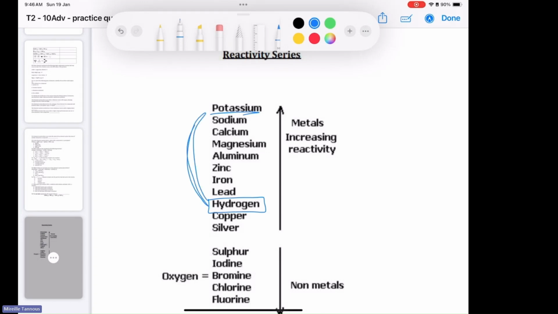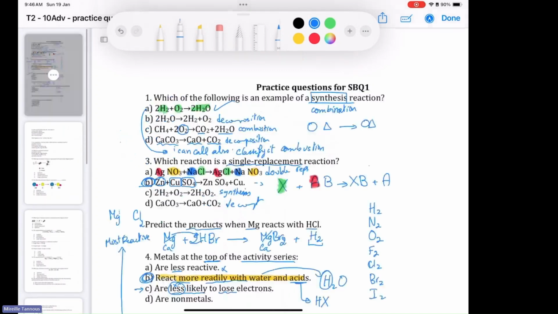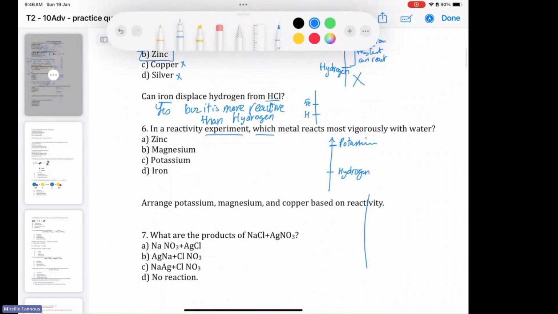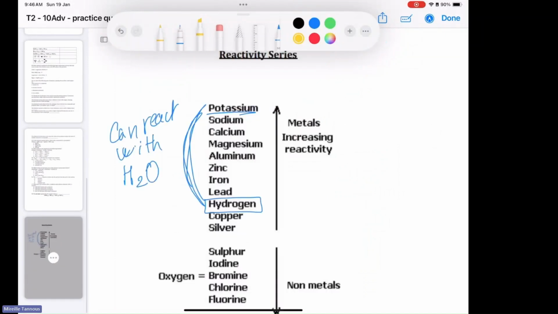So anything from here can react with water, with anything containing hydrogen. Okay? So now the one that mostly reacts is the potassium. Next, sodium. Next, etc. As you can see in the list. So here we choose the potassium. Okay, now arrange potassium, magnesium, and copper based on reactivity.